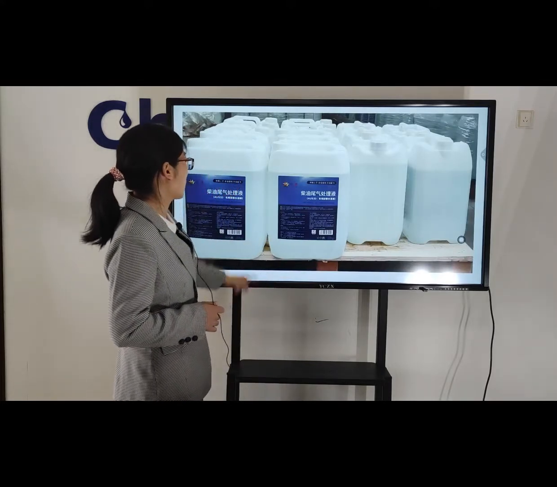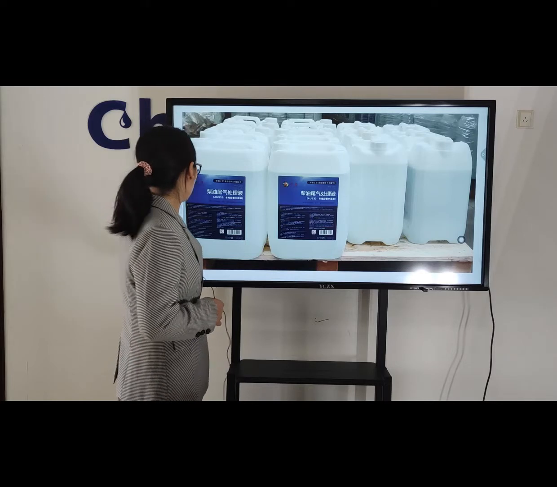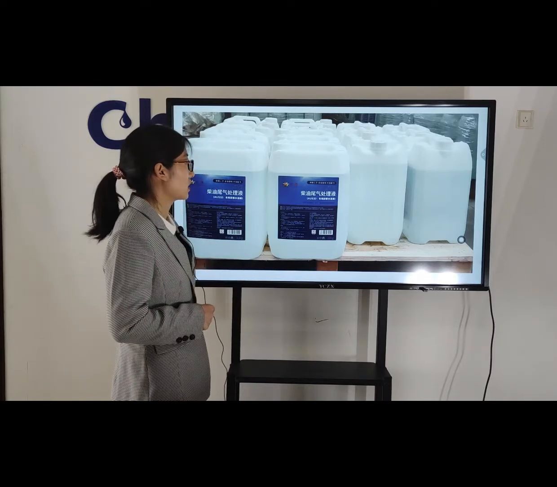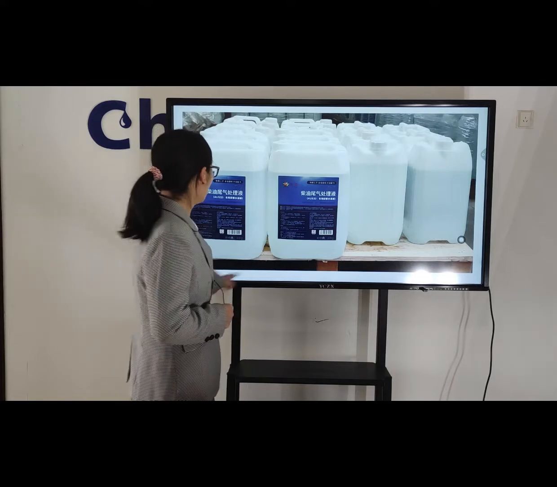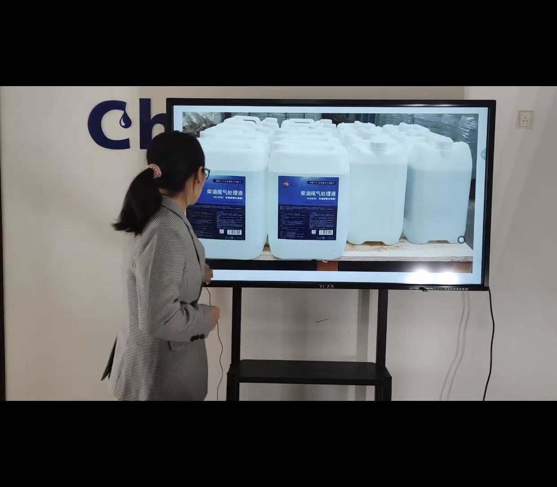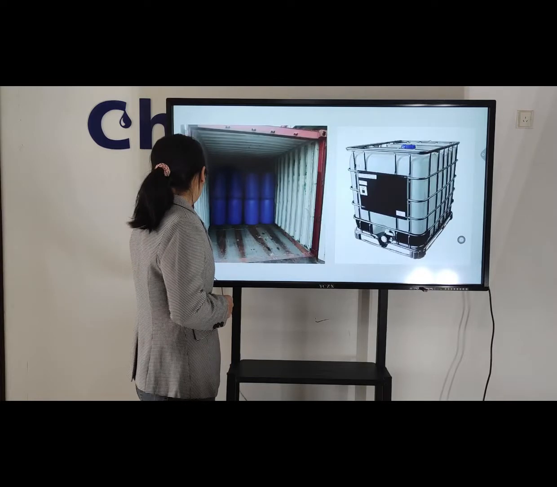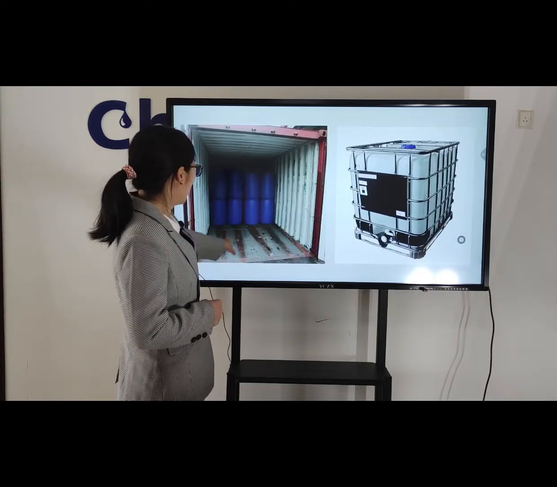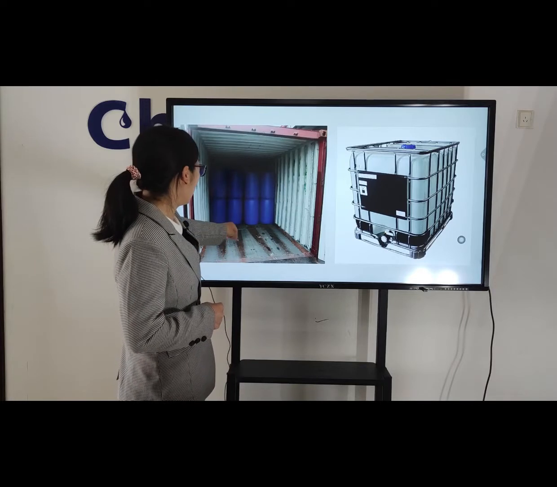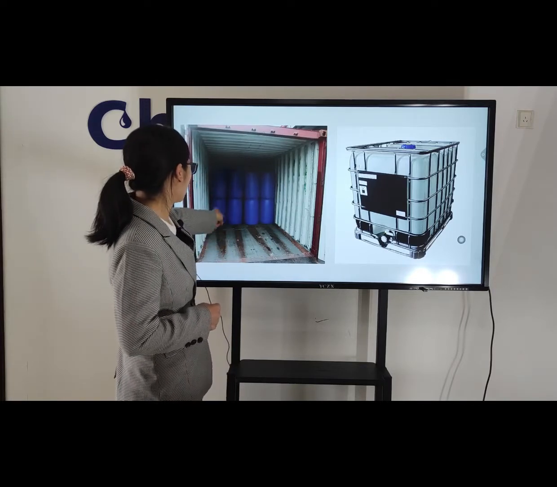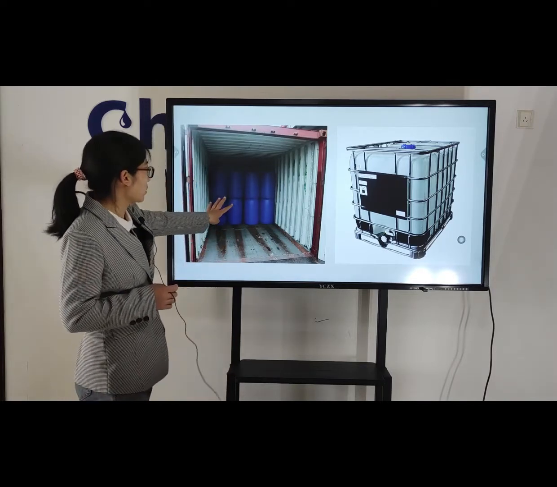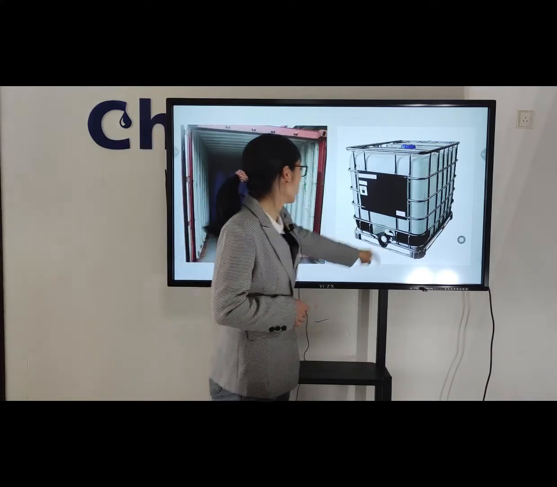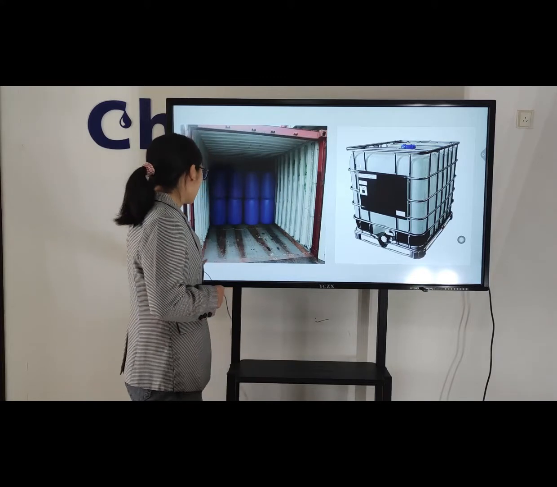That is the finished product of AdBlue. Usually in 20 liters and sometimes in 10 liters. You can see it's very beautiful, transparent, blue. And sometimes when we export it, it will be loaded like this. That is a 200 kilogram drum, and this is an IBC drum, both okay, depends on the client's requirement.